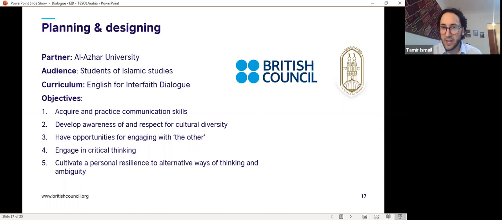We had a number of objectives in creating the curriculum, and here are some of them. And as you can see, they involve a lot more than just regular English language instruction and English language improvement. Clearly, we can see a focus on communication and 21st century skills and other ones too.